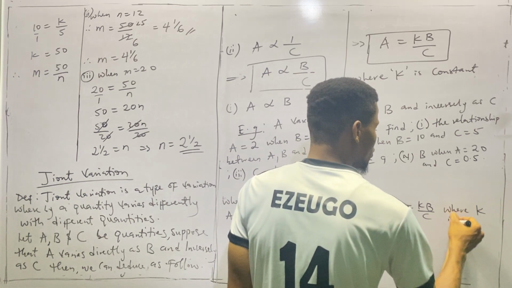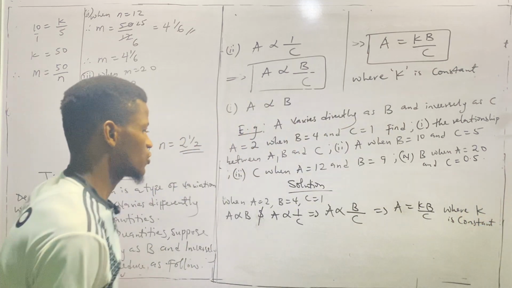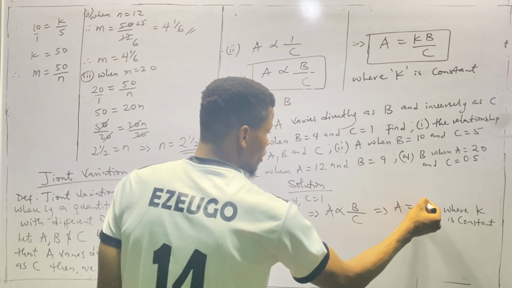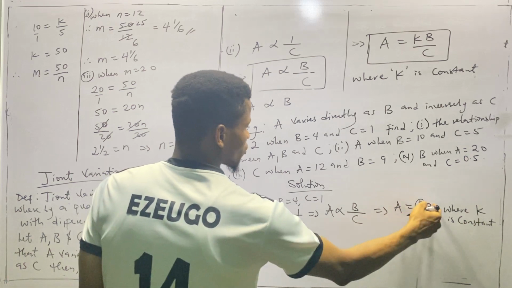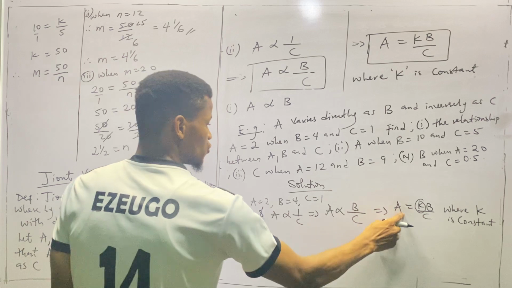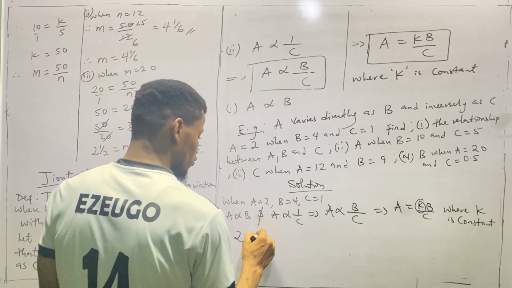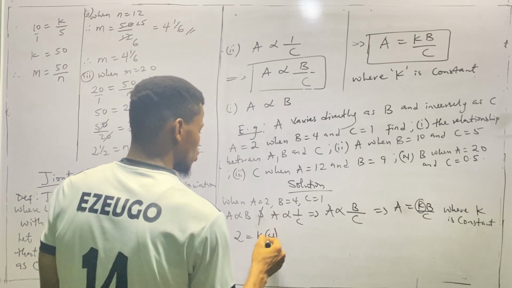Where K is constant. So the question says when A is 2, we are going to find the value of K, right? And how do we find it? By substituting the respective values of A, B, and C. So when A is 2, we'll put 2 there. When A is 2, I have 2 equals K times B, which is 4, and C is 1.